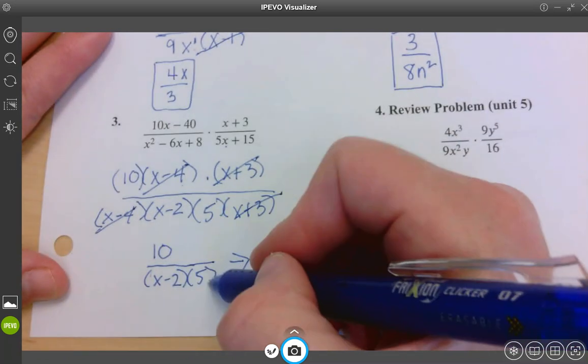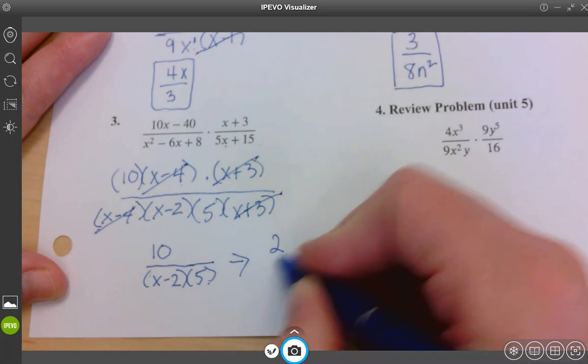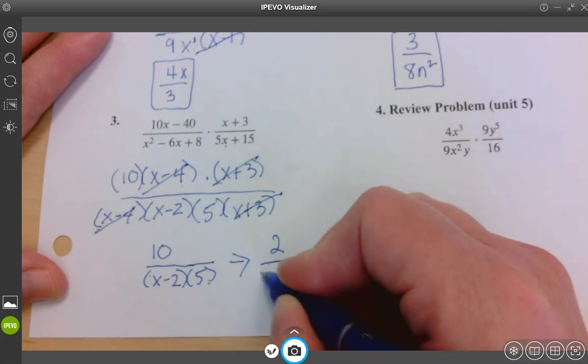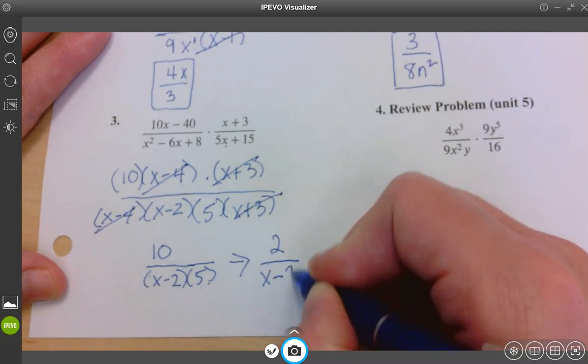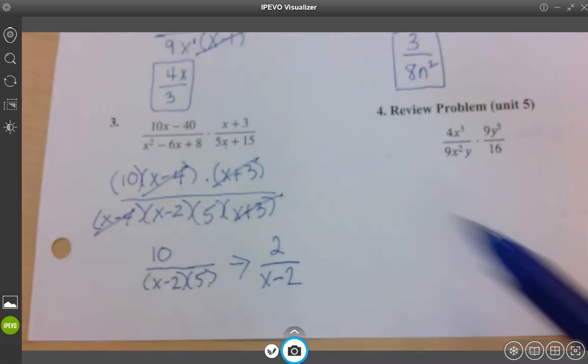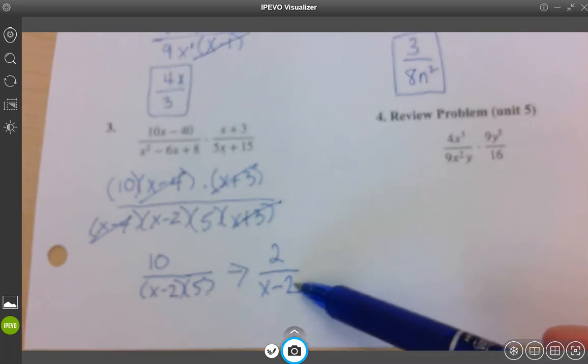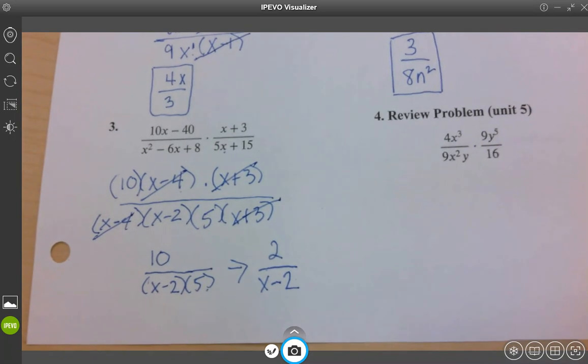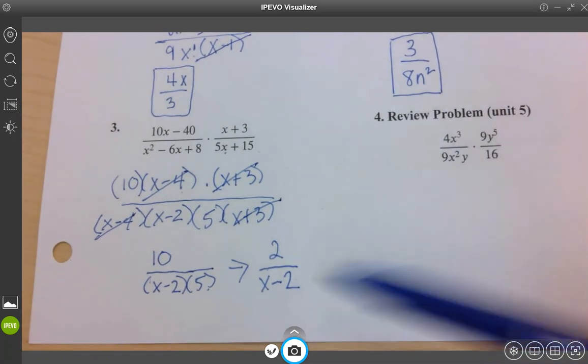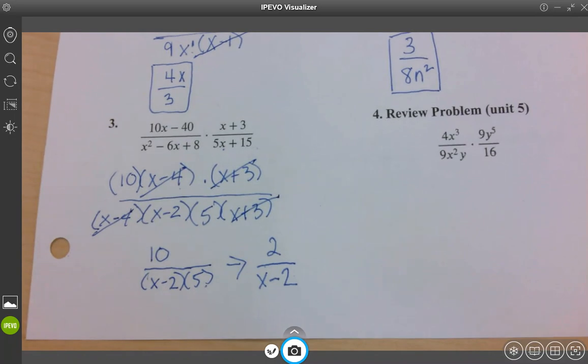All right, so then we're going to say 10 divided by 5 gives us 2, and it's over x minus 2. Why can I not cancel these 2's out? So if you have no numerator, you can always put a 1 there. So it could be 1 if they canceled. But why don't they cancel?